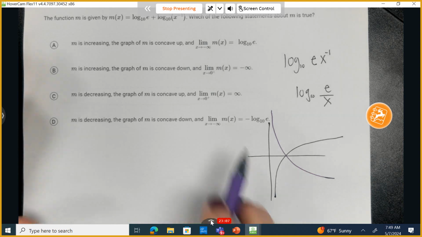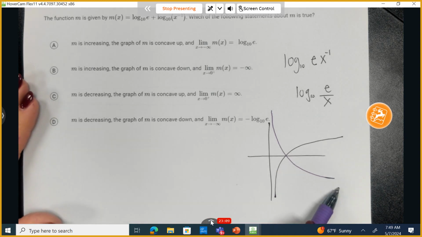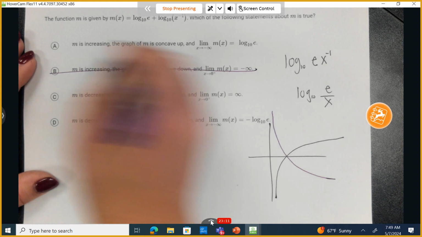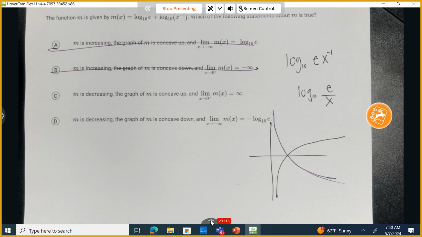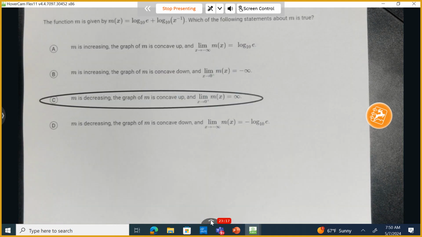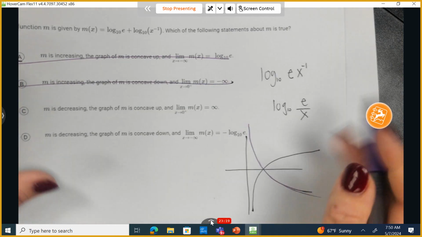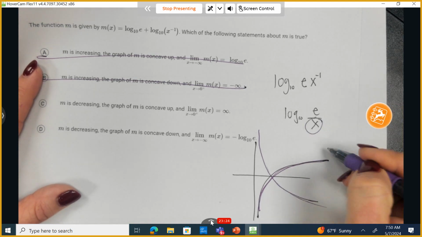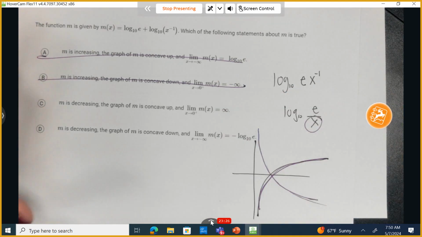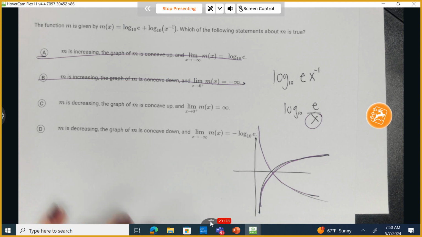So is this increasing or decreasing? It is decreasing, so I get to cancel these out. And then is this concave up or concave down? Concave up, we have our correct answer. Again, how do I know that? This is a normal log function, but when x goes down to the bottom, then we are going to reflect it across the x-axis.